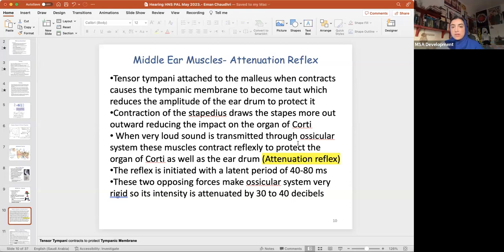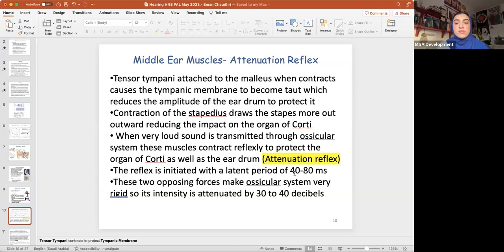So when a very loud sound is transmitted, you have this attenuation reflex, which is where your tensor tympani and your stapedius muscles are contracting in order to move the ossicles a certain way to make the tympanic membrane taut and to move the stapes outwards so that the sound is kind of stopping. The amplitude of the tympanic membrane is not as much, and also the stapes can move outward and the organ of Corti here stays safe, okay?